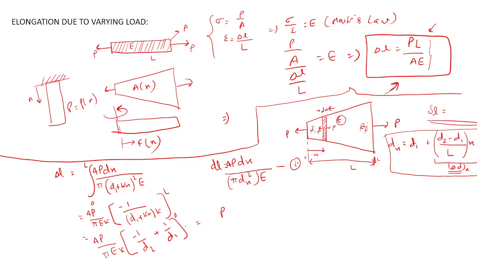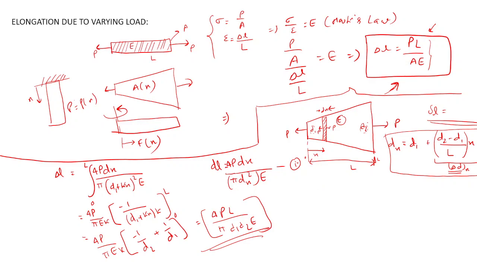So now just simplify, and it will come 4PL by pi d1 d2 E. We will just take and put the value of k. This will cancel out, right? This d2 minus d1 part will get cancelled, and it will come, right?